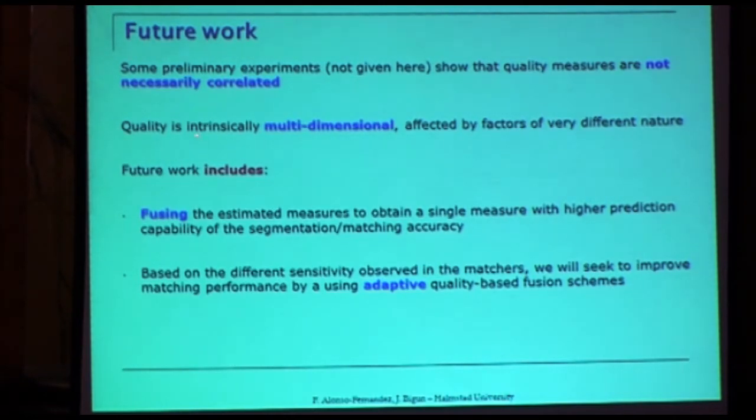And quality is also multidimensional, affected by several factors that we have seen in this study. So we plan to fuse the estimated measures. We obtain a single measure with higher prediction capability of the segmentation and matching accuracy. And also based on the different sensitivity that we have observed in the matchers, we plan to improve matching performance by using an adaptive quality-based fusion scheme.